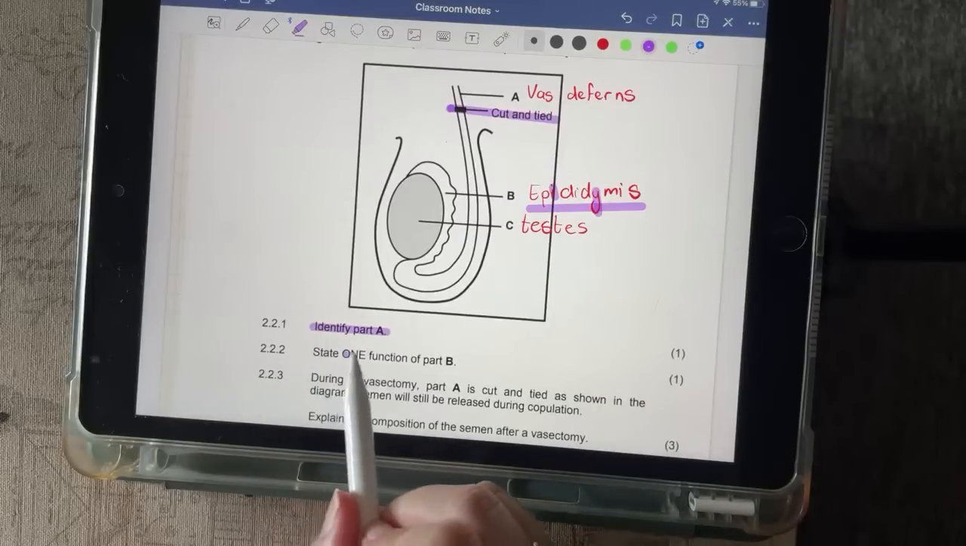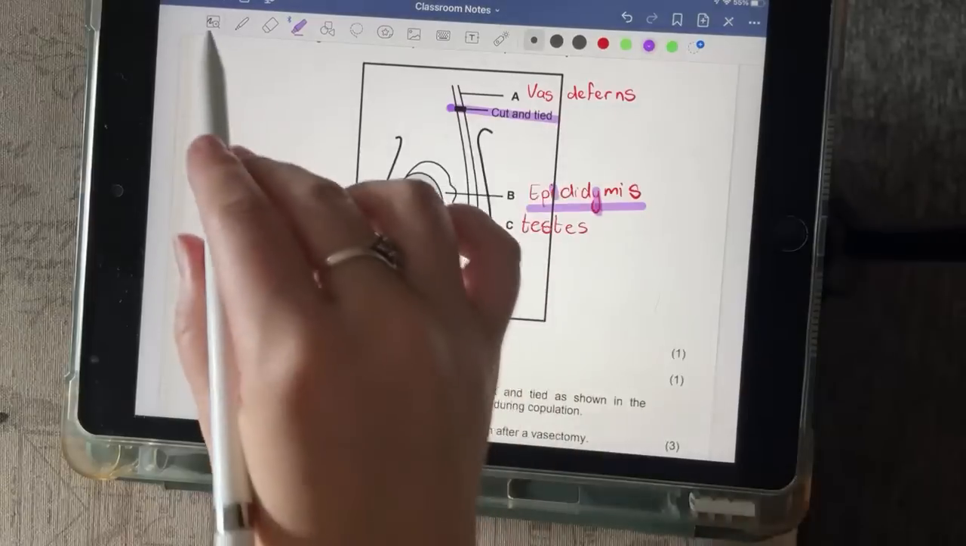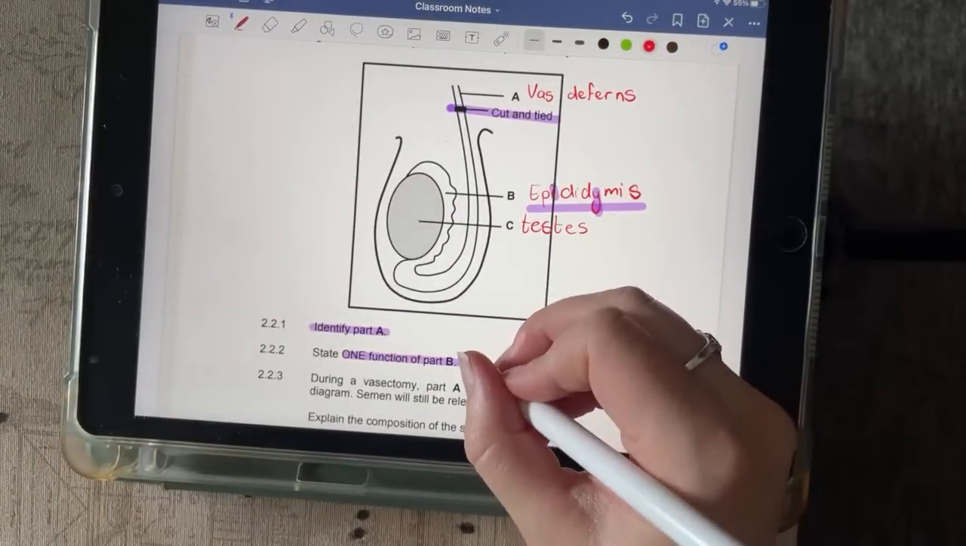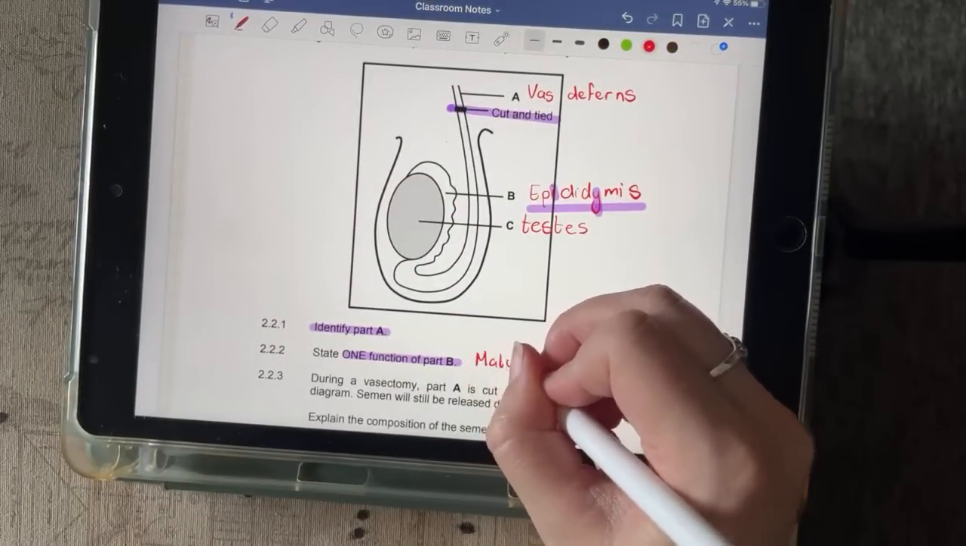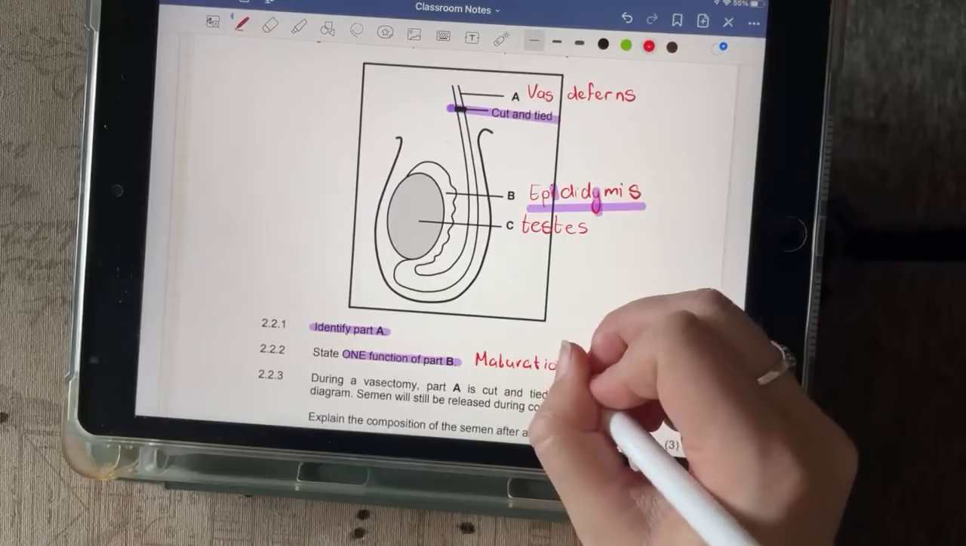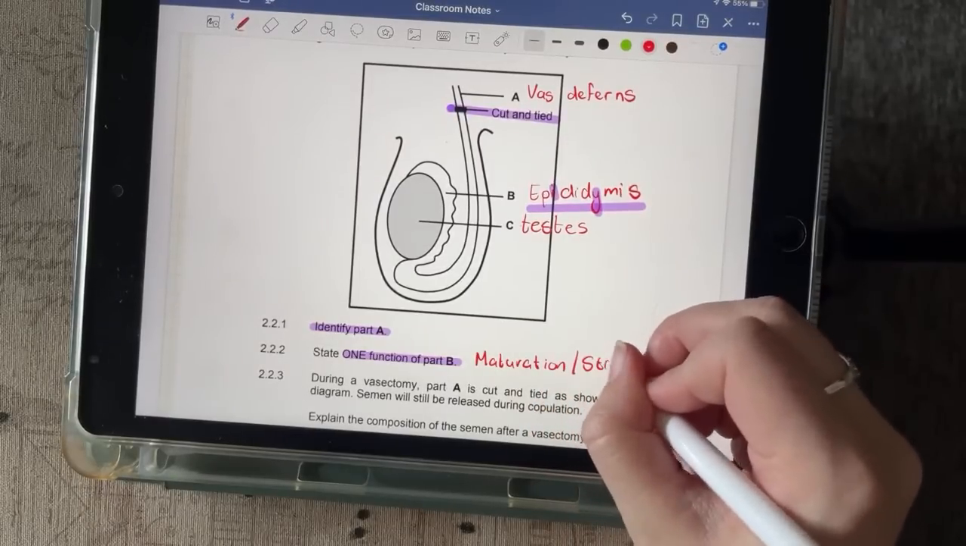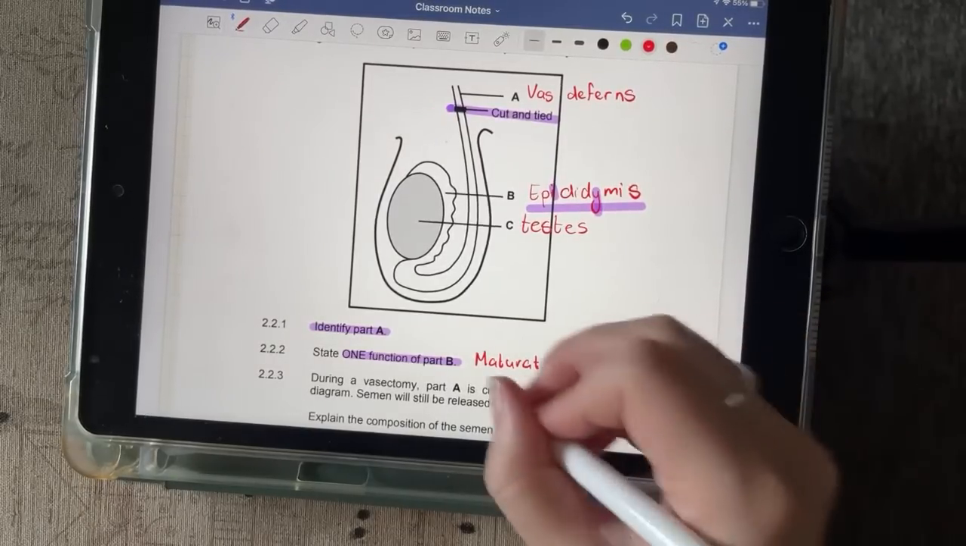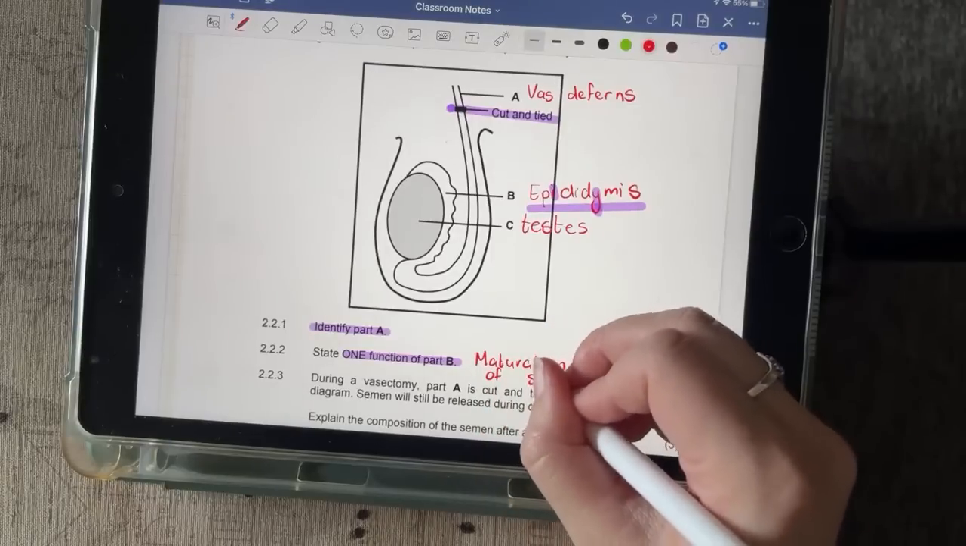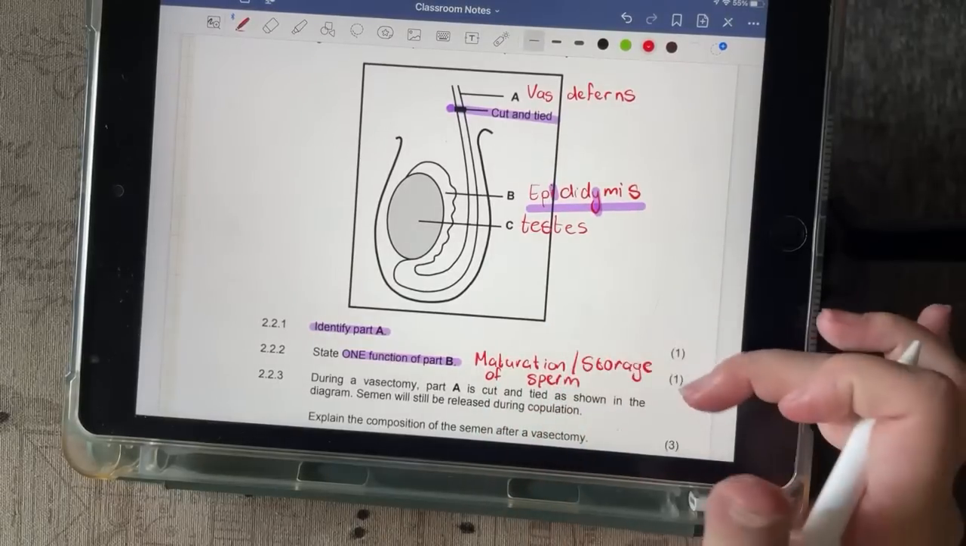Number 2, state one function of part B. So what is the function of part B? I'm hoping you all say it is for maturation. Or you could say storage, either one, of sperm. Okay, easy peasy on that one.